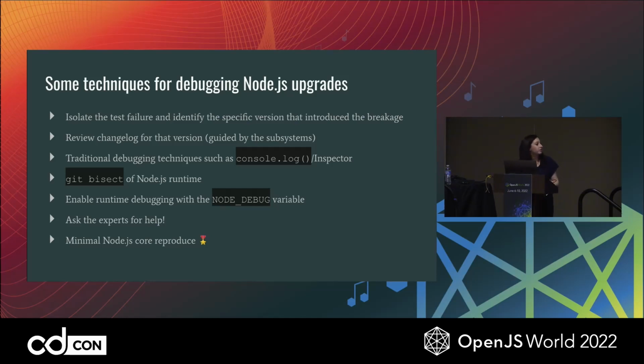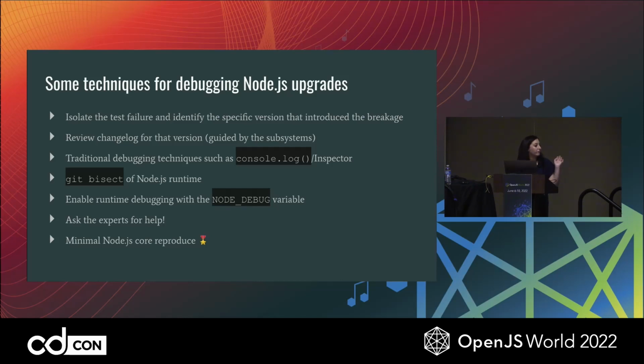The other thing is to enable runtime debugging with the node debug variable, and also asking the experts for help. Any place you can: GitHub repositories, Node help repositories, even on Twitter. I think I got offers for help when debugging this. So anyway, you can reach out and ask.